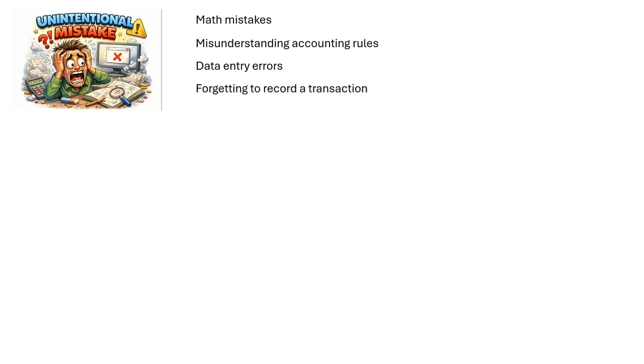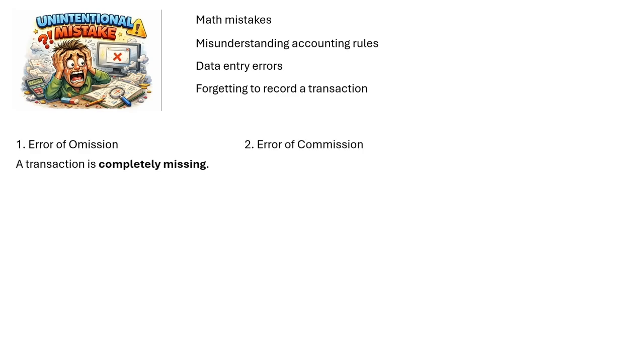Common types of accounting errors. First, error of omission. A transaction is completely missing. Example, a cash sale was never recorded. Effect, the trial balance still balances, so the error is not detected easily. Second one, error of commission. Correct amount, wrong account. Example, posting a customer payment to the wrong customer account. Effect, the trial balance also balances, so the error is not detected easily.